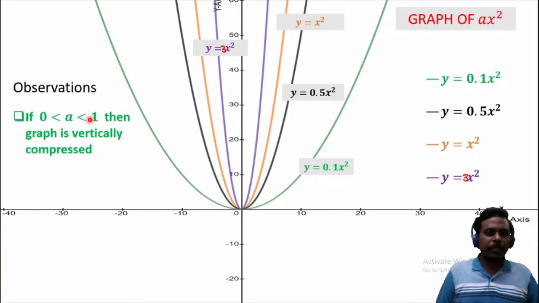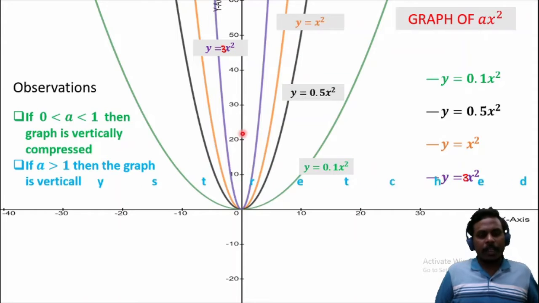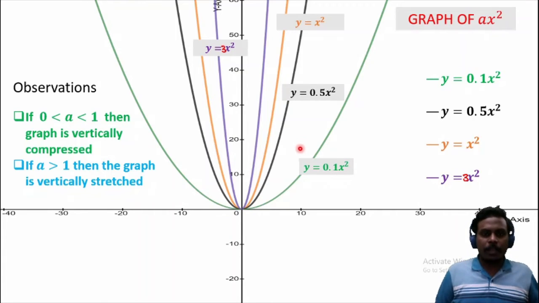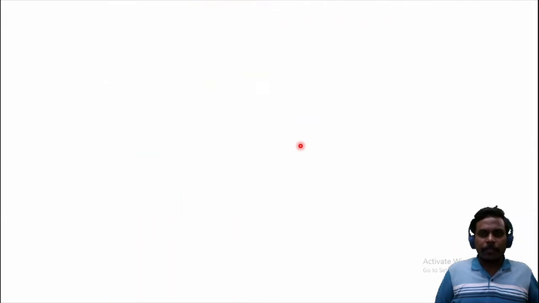If a lies between 0 to 1, then the graph is vertically compressed. Vertically compressed means horizontally it is going to expand or stretch. Now another observation here is if a is greater than 1, then the graph of x square is vertically stretched. Vertically stretched means horizontally it becomes narrowing down.